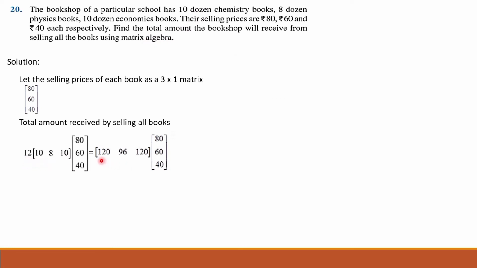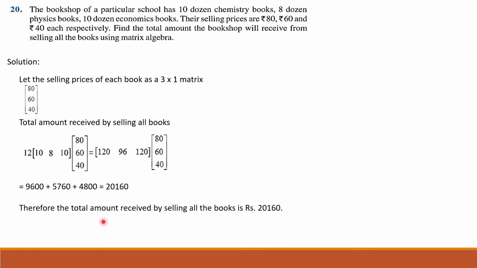So the total amount received by selling all these books will be, we will simply multiply like this. First we will multiply this in this matrix with all these elements. This will be 120, 96 and 120, and simply we will multiply this one row with this one column. So we will get only one element, which will be 120 into 80 plus 96 into 60 plus 120 into 40. So that will be 9600 plus 5760 plus 4800. So after totaling, the answer will be 20,160.